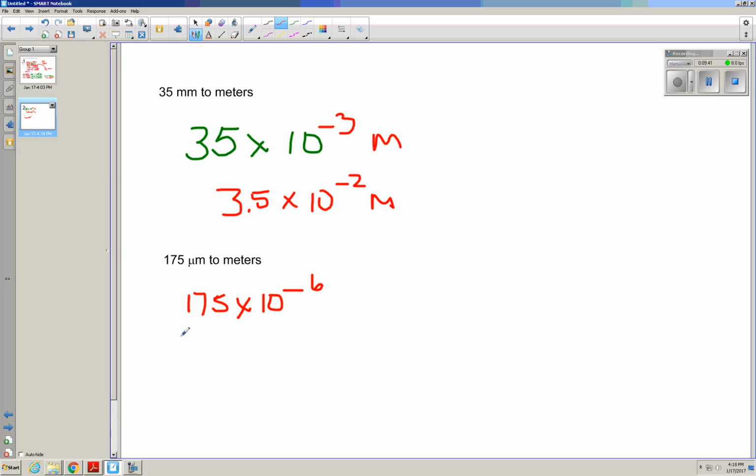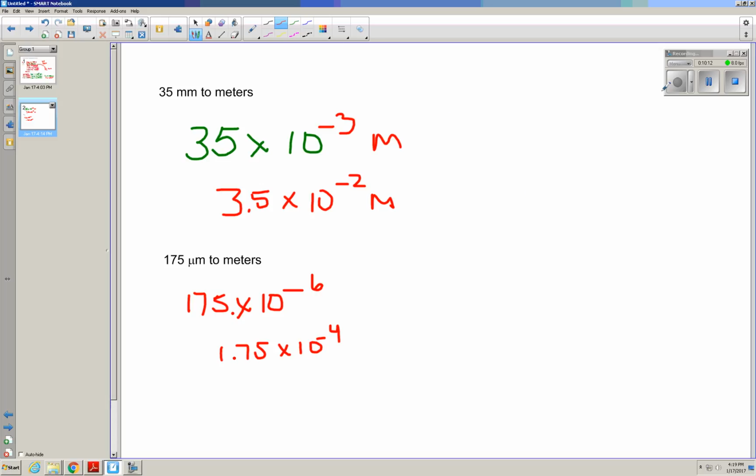If you want to put the answer in something that makes more sense to you, the decimal place is technically here. You can move the decimal 2 places to the left. When you make this number smaller, you have to make the exponent bigger. So when you make this 1.75 times 10 to the minus something, the exponent has to go up, so this becomes 1.75 times 10 to the minus 4. So this is the type of thing you should be able to do.